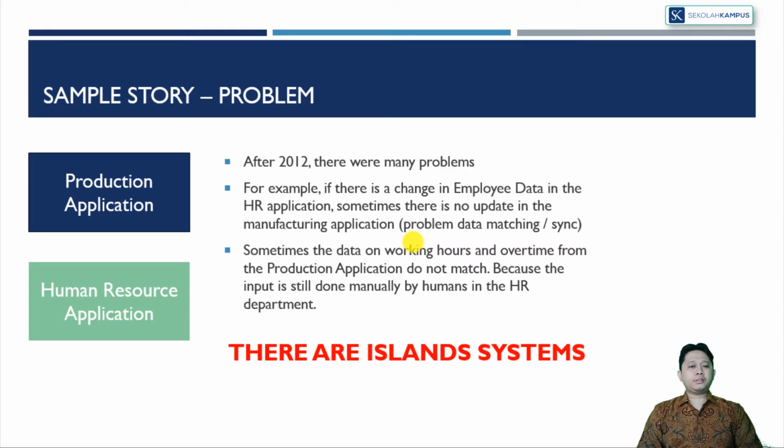From this perspective, we can see that there are island systems. I say island because the production application is isolated, a single island, and the human resource application is the second island. There is no connection between the two islands, and how they communicate is maybe manual.